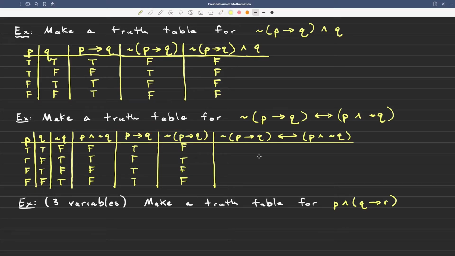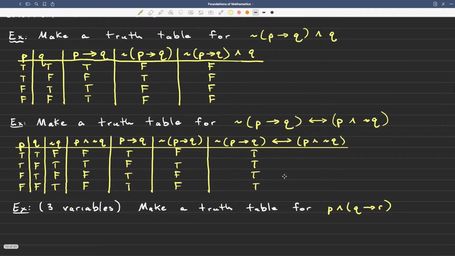So on this one, I'm going to have true on the first line because they're both false. I'm going to have true on the second line because they're both true. And then I'm going to have true here and true here. So this one turns out to always be true. This is kind of special when it happens. When a logical expression is always true, it's called a tautology. And tautologies are very important.